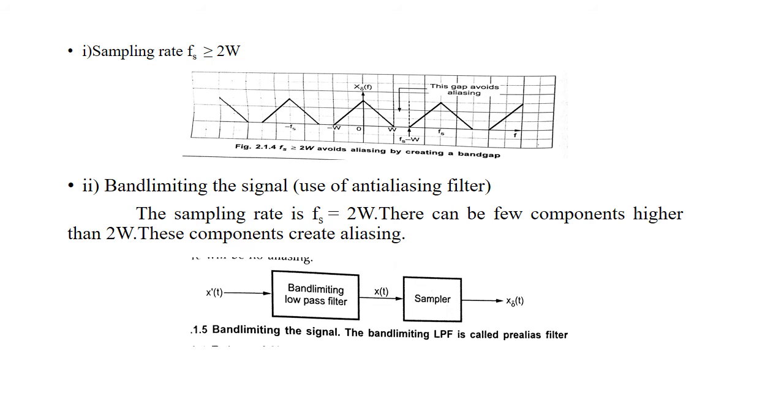So this gap will avoid the aliasing process. The second one is band limiting the signal. It means we have to use the anti-aliasing filter before the sampling process. So here the sampling rate will be fs equal to 2W. Ideally speaking there should be no aliasing, but there can be a few components higher than 2W. These components will create the aliasing process. Hence the low pass filter is used before sampling the signal, and the output of the low pass filter is strictly band limited and will have no frequency components higher than W. So then no aliasing will occur.